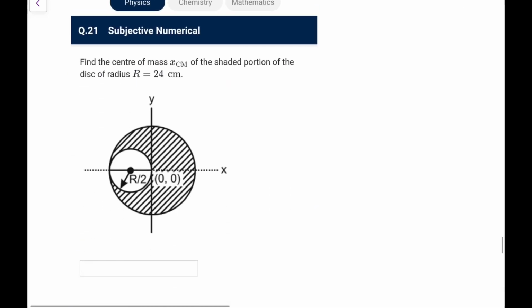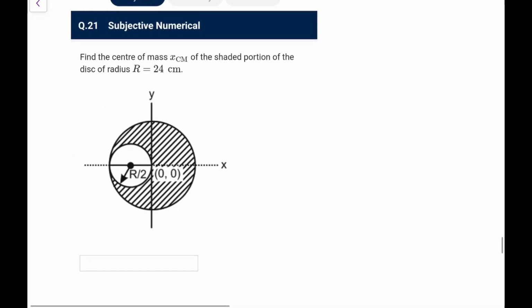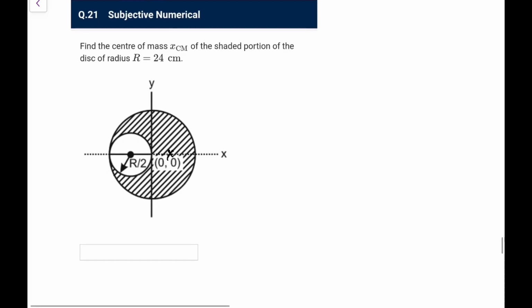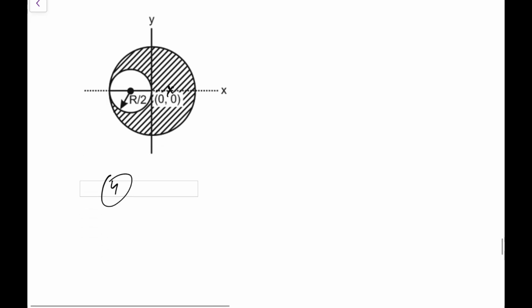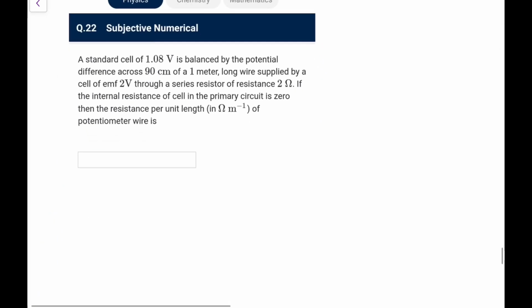Now the numerical ones. Find the center of mass of the shaded portion of the disk of radius 24 centimeter. So you remember this is R by 6. I am not going to do this. You remember this would be R by 6 away from it. So this would be 4 centimeter. Directly I am going the standard way. You all know this is a very standard question. Next, a standard cell of 1.08 volt is balanced by a potential difference across 90 centimeter of 1 meter long wire supplied by 2 volt through a series resistor of 2 ohm.